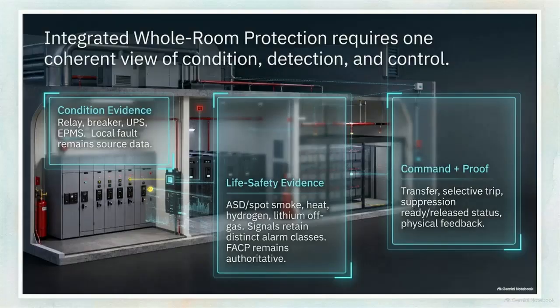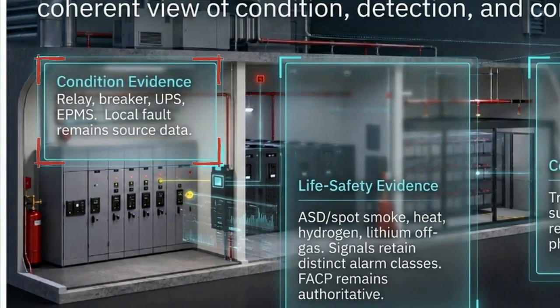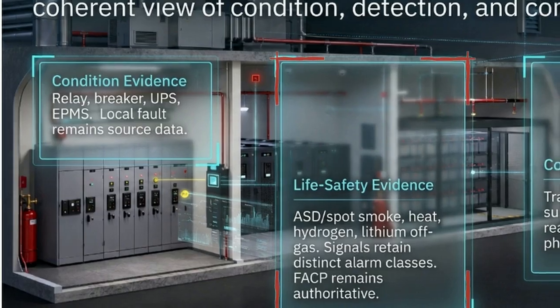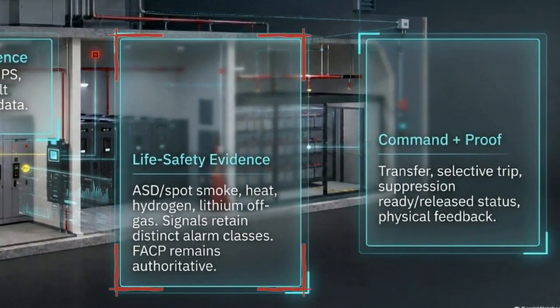This 3D cross-section illustrates an integrated whole-room protection model, fusing localized hazard data into one coherent view for the operator. The first layer is condition evidence. Utilizing EPMS data and intelligent relays, the system monitors thermal trends and voltage fluctuations, catching anomalies long before smoke is generated. The second layer is life safety evidence. Fire alarm control panels and smoke detectors evaluate actual combustion and off-gas signals, retaining distinct alarm classes based on the specific chemistry. The third layer is command and proof.